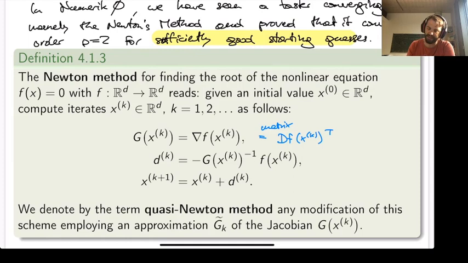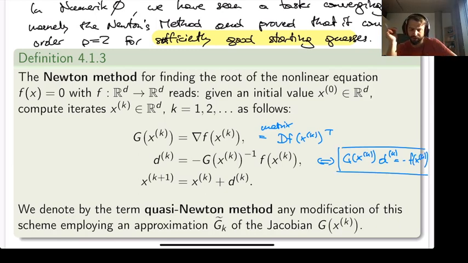Typically this is not done by inversion. Typically this is solved as a system. So G(xᵏ) times dᵏ is equal to minus f(xᵏ). So we're solving this linear system in each Newton step. And then the old iterate xᵏ is updated by adding this Newton direction dᵏ that I've just computed.